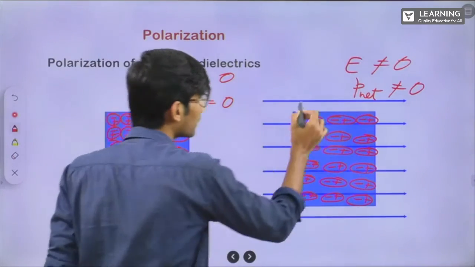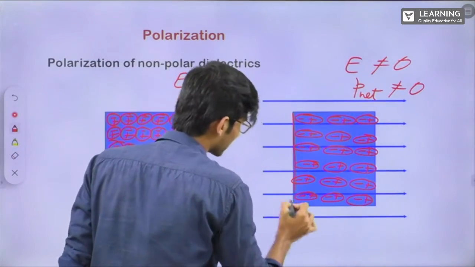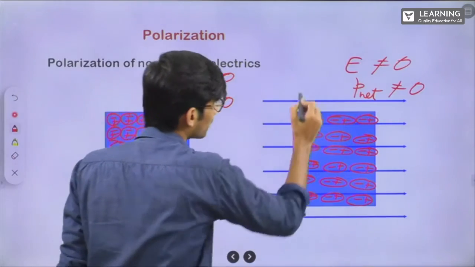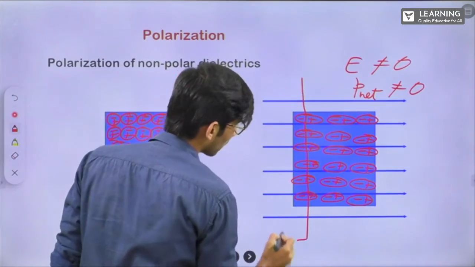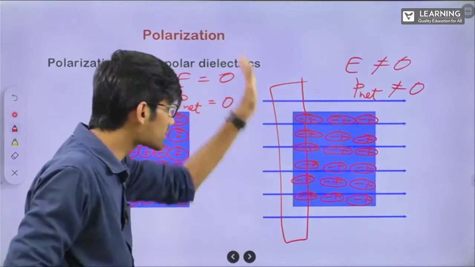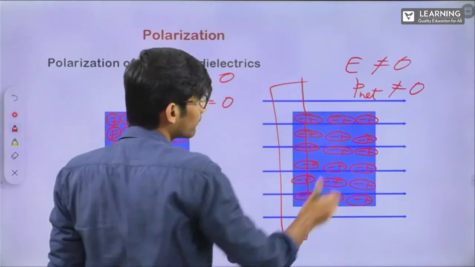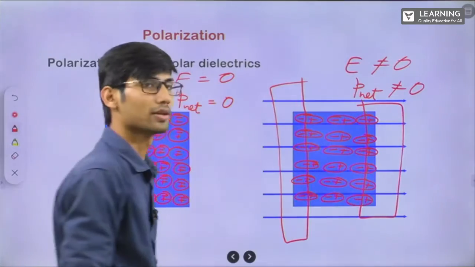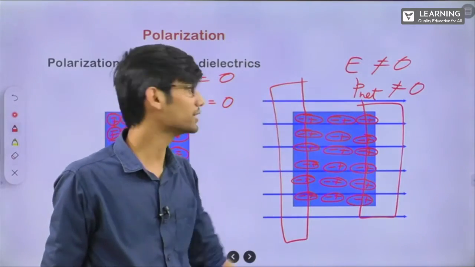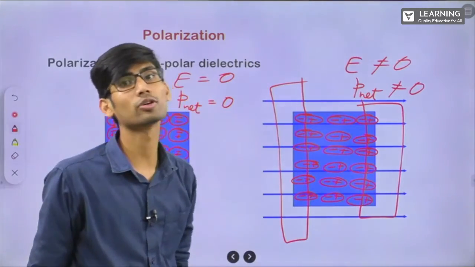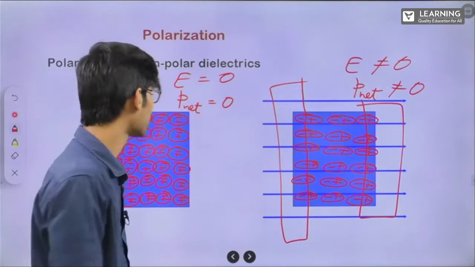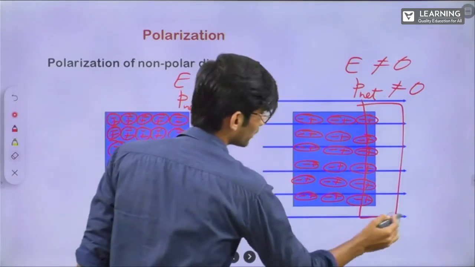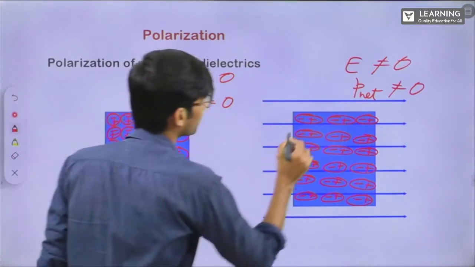Here if you see this surface of this material and if you see this surface of this material, what can you see? This surface of the material is negatively charged and this surface of the material is positively charged. Correct? I'll explain this properly.